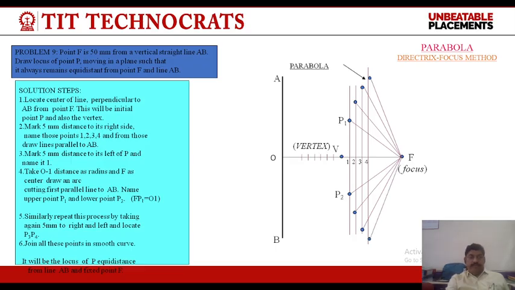Now the process is the same: locate the center of the line perpendicular to AB from point F. Point F will be the initial point P and also the vertex. Mark 5 mm distance to its right side. Name those points 1, 2, 3, 4, and from those draw lines parallel to AB. Now mark 5 mm distance to the left of P and name it O1. Take O1 distance as radius and F as center, draw an arc cutting the first parallel line to AB. Name the upper point P1 and the lower point P2.